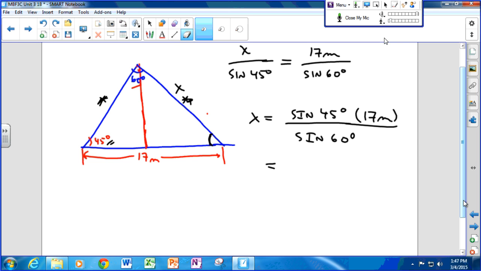All right, so let's solve for x here. Now, we don't have to take an inverse sine or anything because we're finding a length, and our length is going to be in meters. So it's just 17 times sine 45 divided by the sine of 60. Okay, and I get 13.9 meters. There you go. So what were we working out? It was this one right here, 13.9 meters, and that seems to make sense, right?